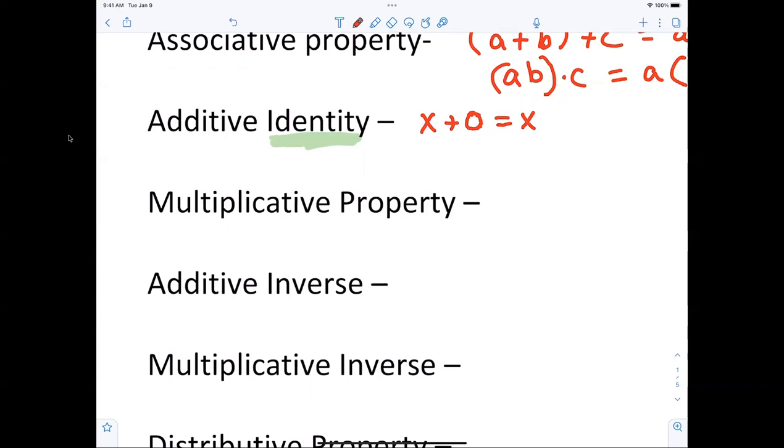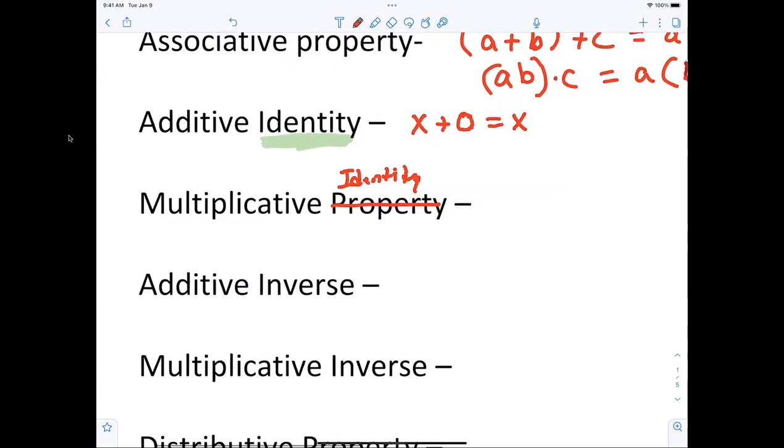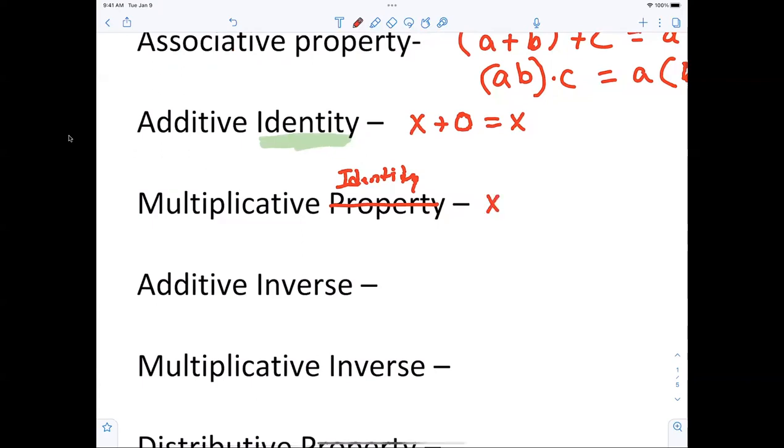Now, right underneath that is the multiplicative. Instead of property here, cross that out and put identity. That's my first typo. The multiplicative identity. Please change that to identity. And then write the example for multiplicative identity, and then tell me what that is. So if you multiply by 1, you get the same answer. So your example for multiplicative identity should be x times 1 equals what? X. Beautiful.